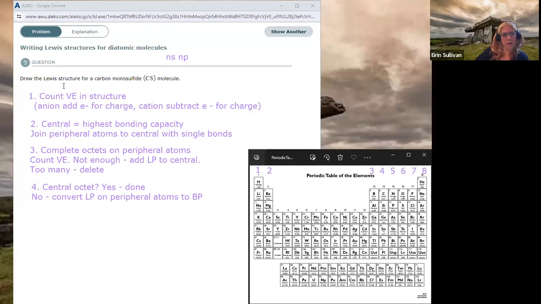Okay, so I'm going to do another example of doing a Lewis structure for diatomic molecules, just because I think the more practice you get with this, especially when you need double bonds and stuff, the better. So we're asked to draw the Lewis structure for a carbon monosulfide molecule.